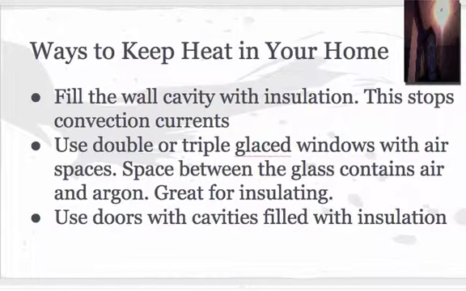So this basically stops convection currents. And remember, convection currents are going to turn inwards towards each other. Okay, taking hot air and cool air and transferring, and hot air rises and cool air is typically going to fall, so this is going to circulate and cycle, and so that's going to create heat transfer. So we want to stop those convection currents. We can use double or triple glazed windows with air spaces, and between the glass contains air and argon, and those are great for insulating.